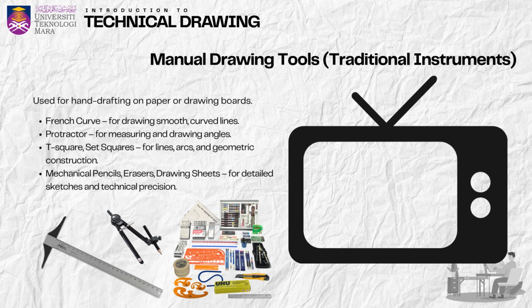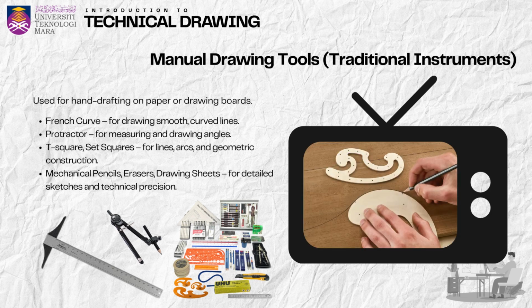First up, we have the French curve. This is a really neat tool made from plastic or wood, and it's used to draw smooth, flowing curves that you can't get from a compass or freehand. If you're sketching something like the curve of a car hood or the blade of a fan, the French curve gives you that elegant, consistent shape.